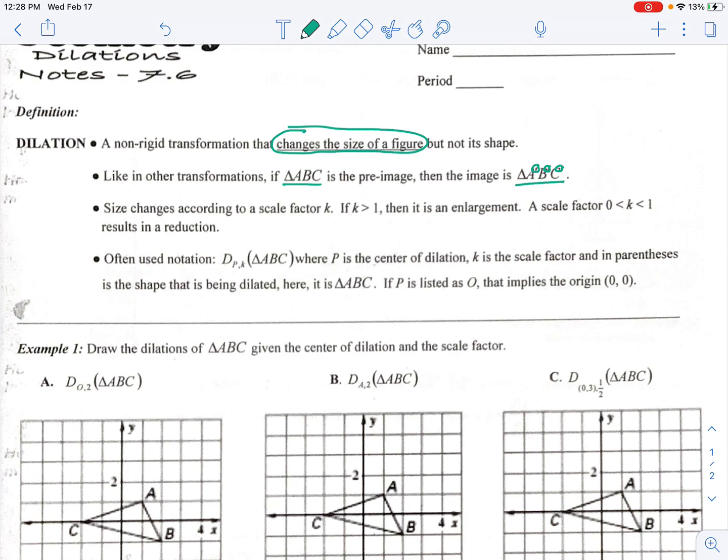K is the scale factor. If k is larger than 1, that means it's going to get bigger. And if k is somewhere between 0 and 1, it's going to be a reduction, which means it gets smaller. So an example is if it has a scale factor, a k value, of 2, it's going to get 2 times bigger. If it has a k value of 1/2, it's going to get half the size.